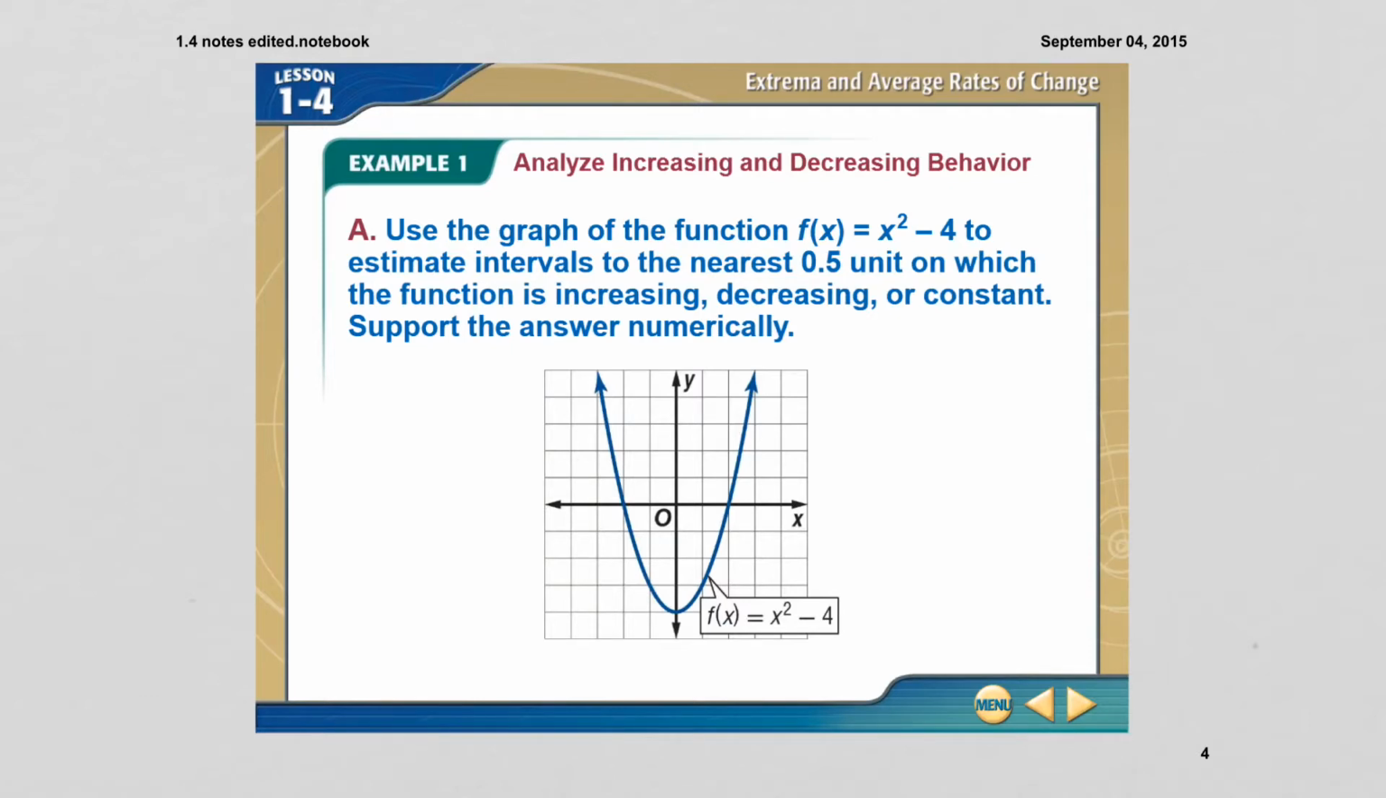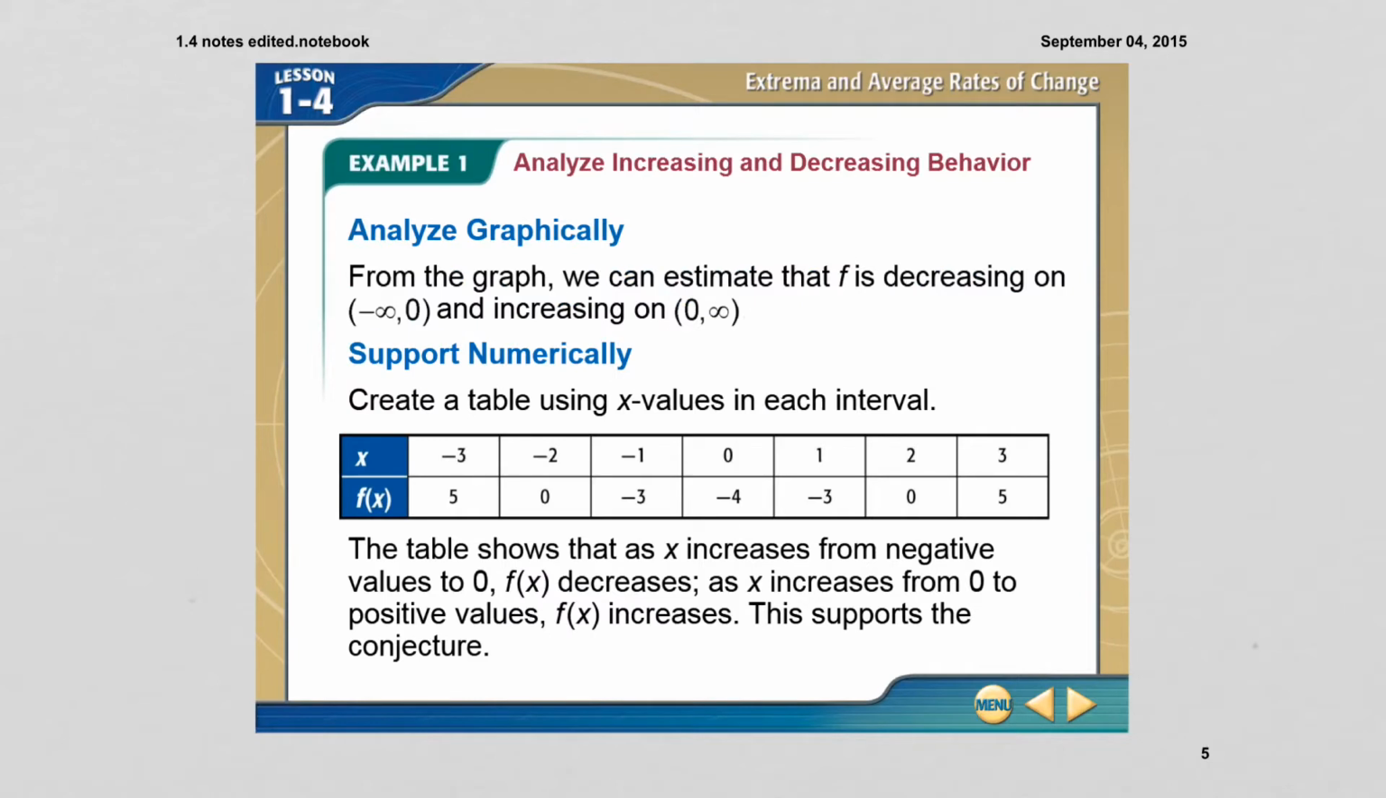Support the answer numerically. Well, if we're looking at our graph, we can say about right here is where we're having a change. Before that point, we are decreasing, and after that point, we seem to be increasing. So, from negative infinity to 0, we're decreasing, and from 0 to infinity, we're increasing.